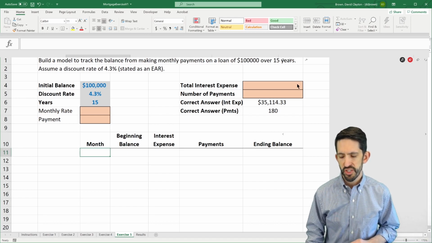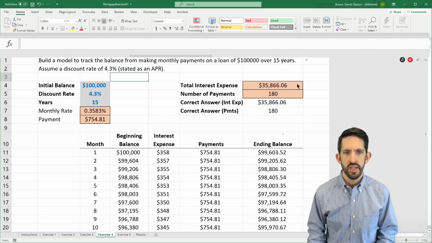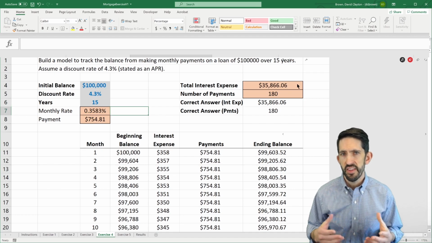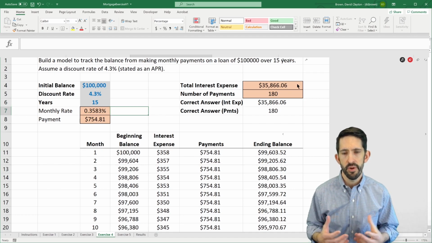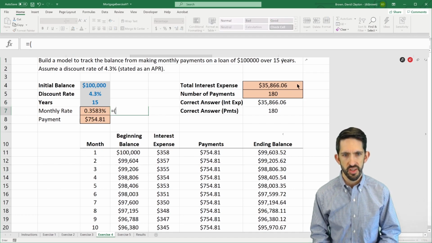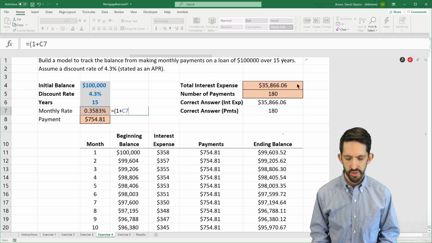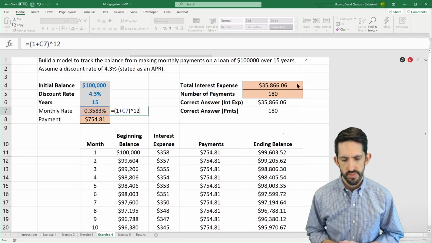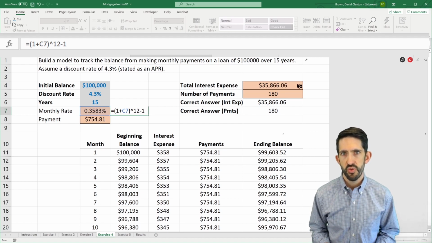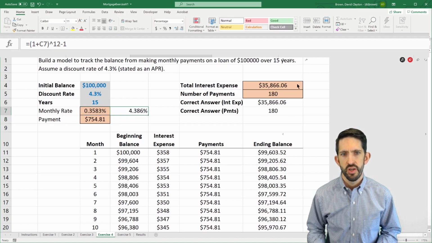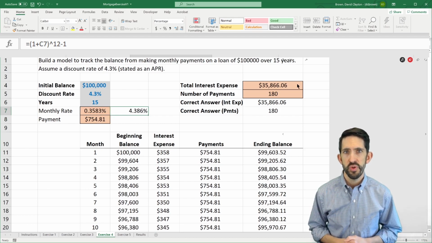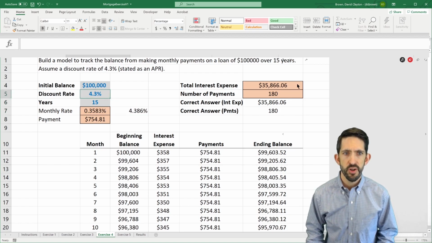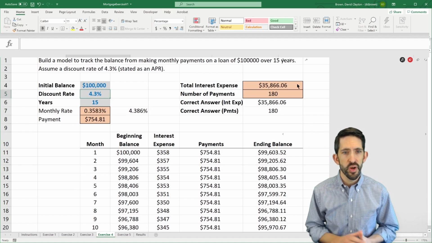So real quick, I want to go back to exercise 4 and calculate the effective annual rate in this case. And again, the effective annual rate comes from compounding. So if we calculate 1 plus our monthly rate, compound that over 12 months, and subtract 1 to get back to a percentage, we get a 4.386% effective annual rate, which is greater than our discount rate or our annual rate of 4.3%.